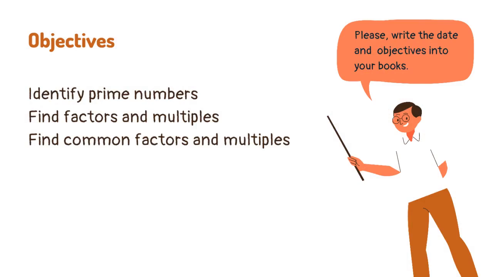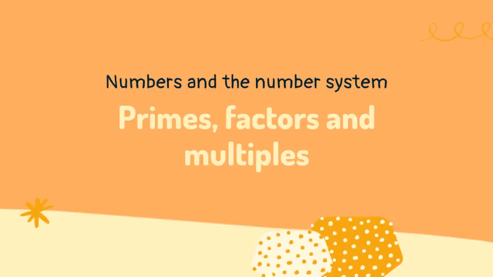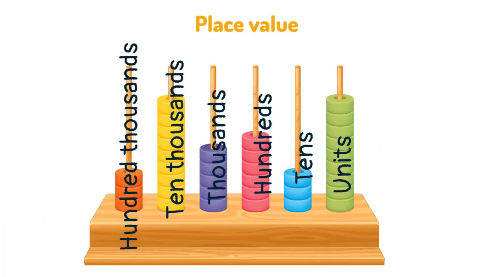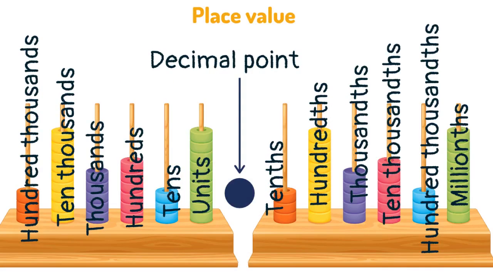Today you are going to learn about factors and multiples. Primes, factors and multiples. The position of a number tells you its value. For example, 18,563 equals 1 ten thousand, 8 thousands, 5 hundreds, 6 tens and 3 units. The order of place value goes from units, tens, hundreds, thousands and so on. Place value continues after the decimal point and starts with tenths.